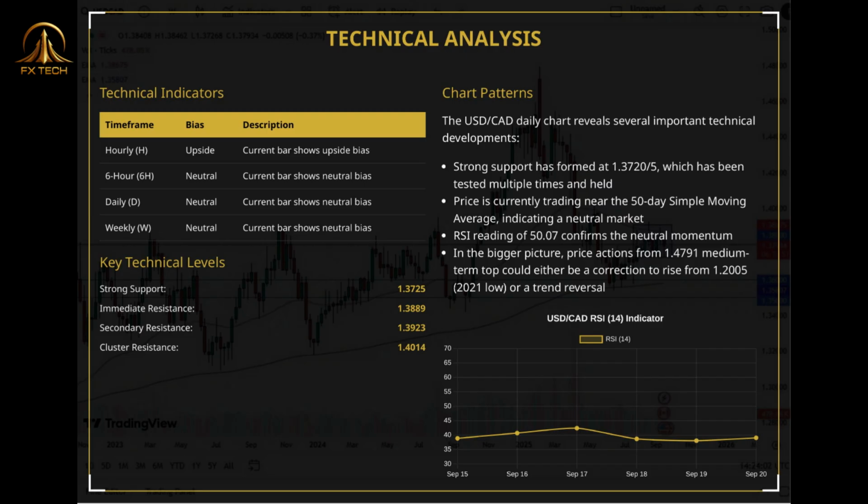The price action shows that USD/CAD drew support from the 1.3720/5 zone and rebounded but lost momentum after hitting 1.3824. This price behavior is part of a larger corrective pattern since reaching the medium-term top at 1.4791. Key technical levels to monitor include the critical support at 1.3725, where a break would turn the outlook bearish, and resistance at 1.3889, where a break would suggest a resumption of the corrective rebound.